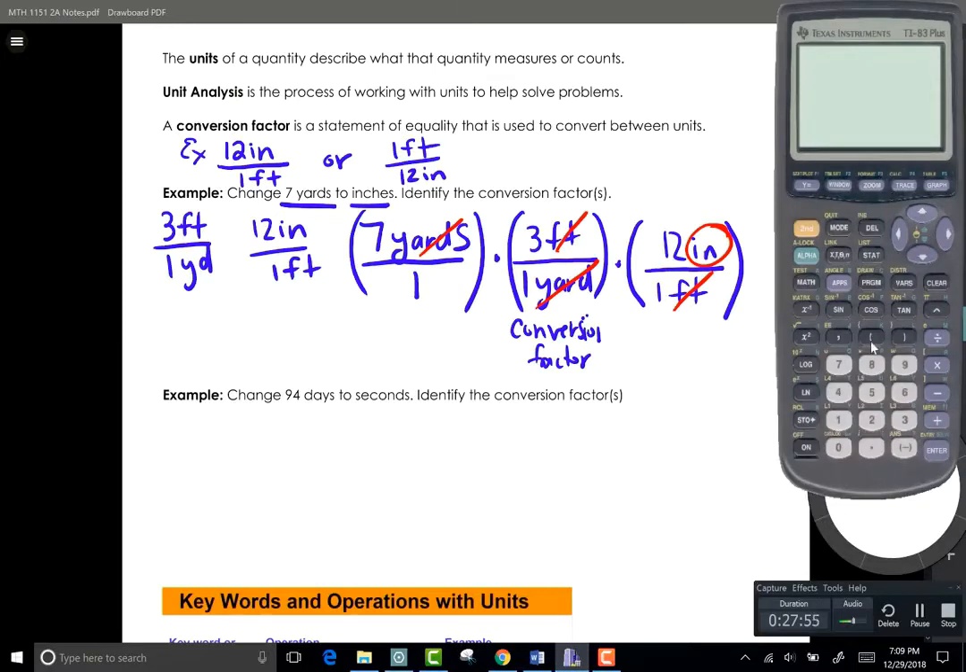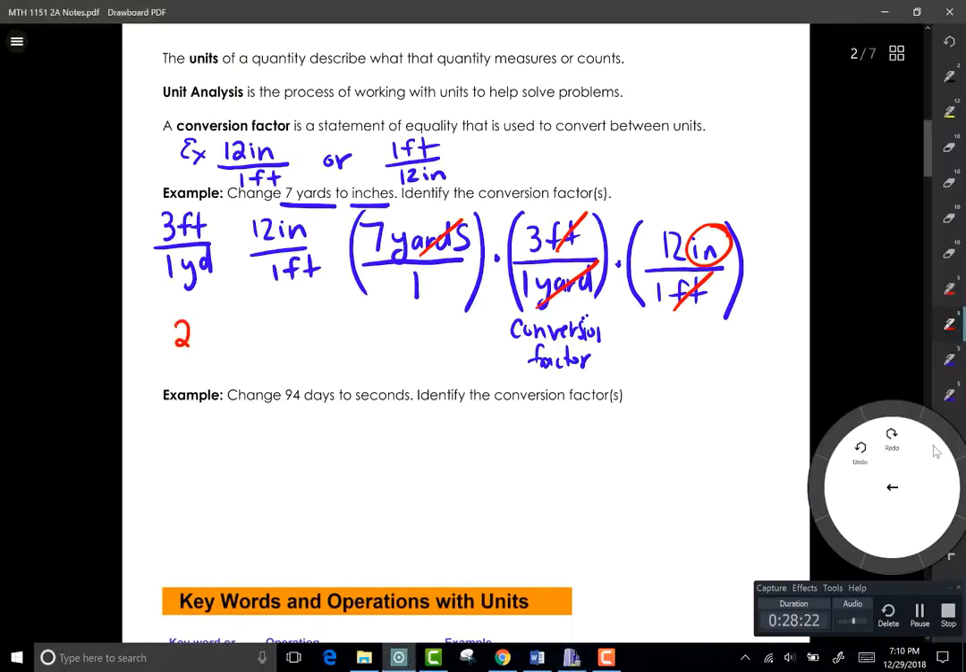So in parentheses, I'm going to put 7 divided by 1 times, and then my next fraction is 3 divided by 1 times, and then my next fraction is 12 divided by 1. So my answer is 252 inches.